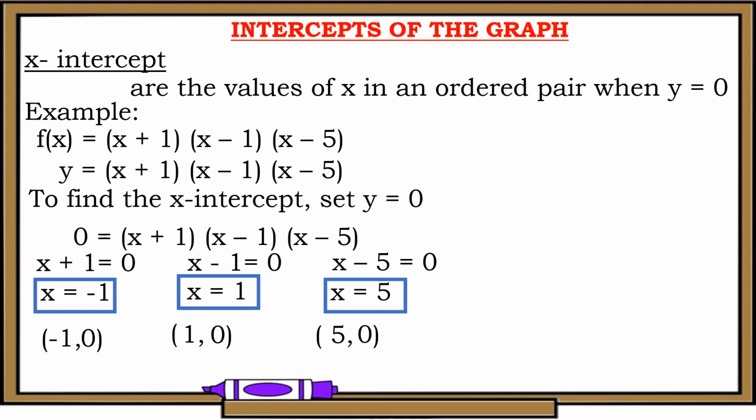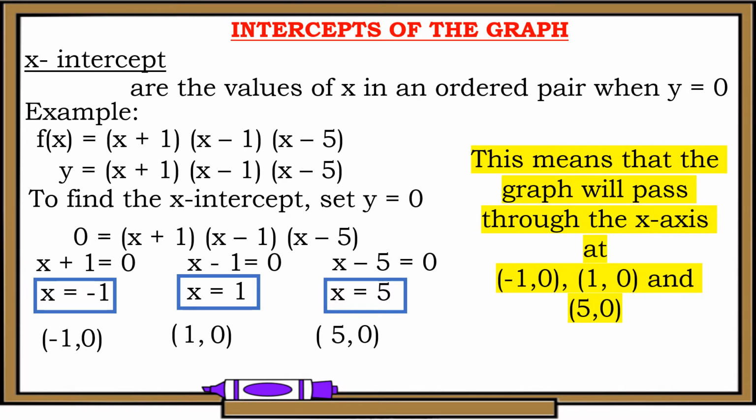Pag piniplot mo yan doon sa coordinate plane or doon sa Cartesian plane, makikita mo kung saan dadaan yung graph. Ibig sabihin ng x-intercept, yung graph dumadaan doon sa x-axis. This means that the graph will pass through the x-axis at negative 1, 0, 1, 0, and 5, 0. Uulitin ko, dapat nagno-notes kayo para pag nag-next slide, masundan nyo yung lesson.